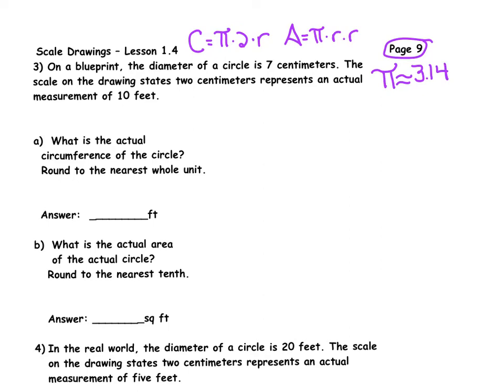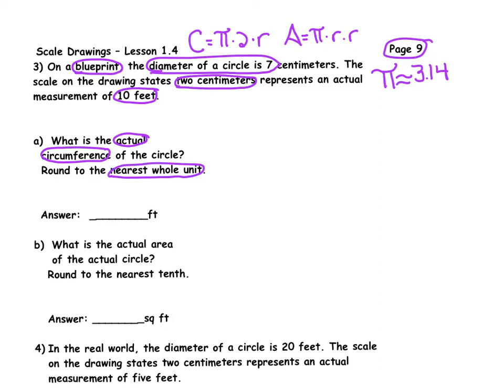Let's take a look at problem number 3. It says, on a blueprint, the diameter of a circle is 7 centimeters. The scale on the drawing states 2 centimeters represents an actual measurement of 10 feet. That's our scale factor. What is the actual circumference of the circle? And we're going to have to round to the nearest whole unit.